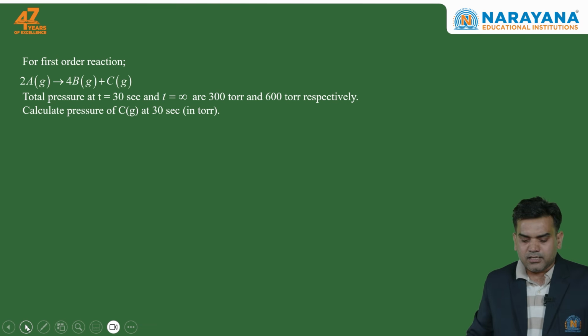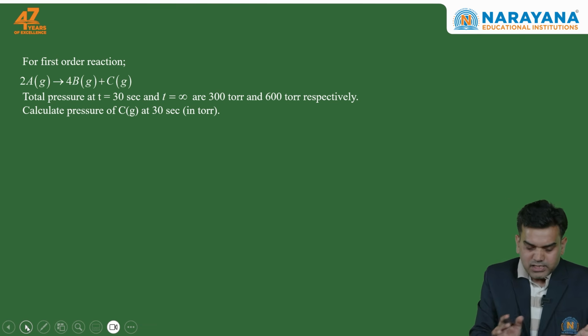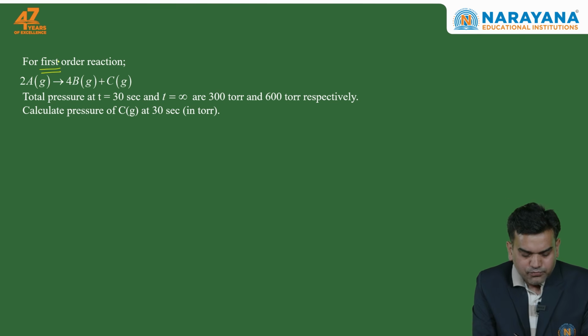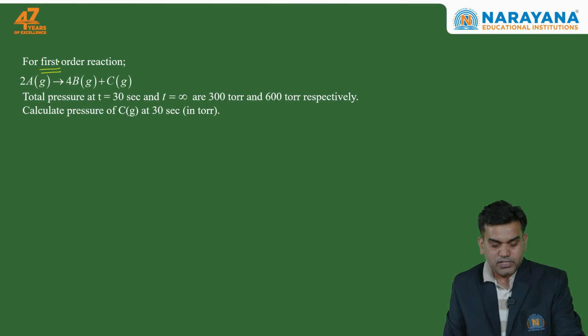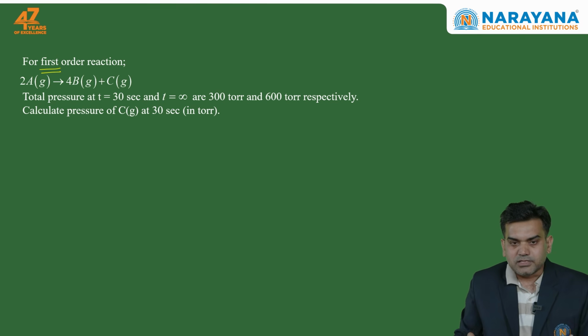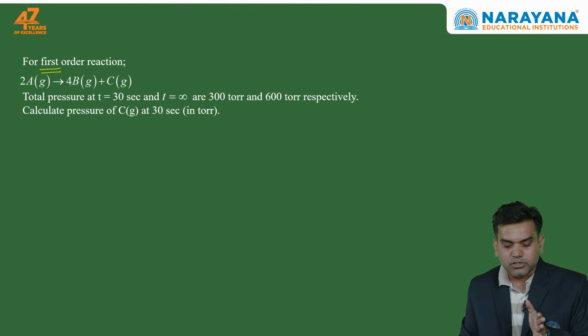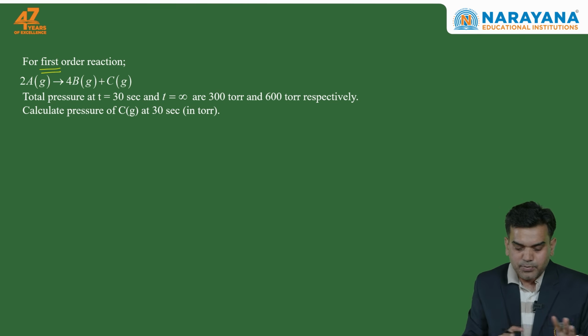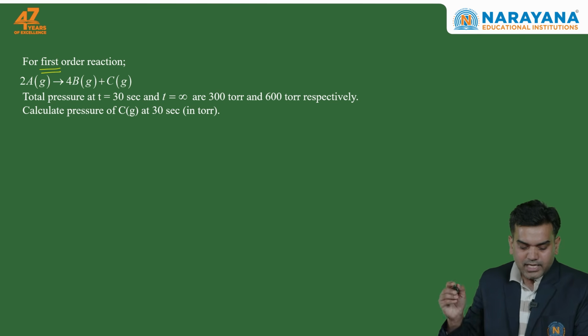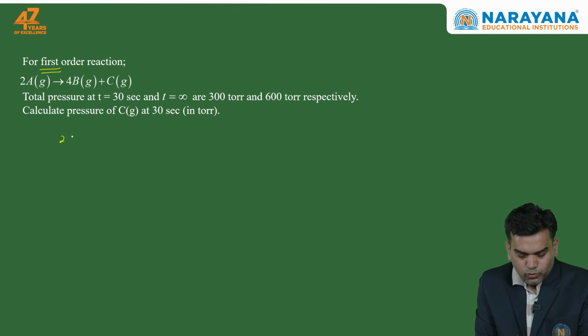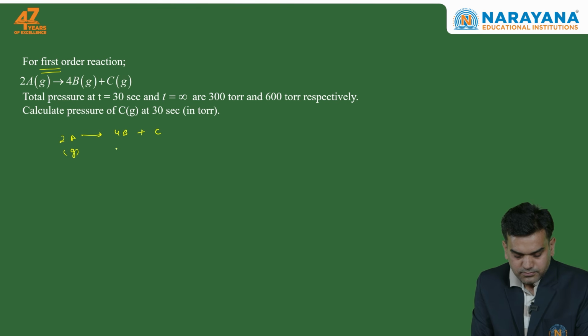Basically, this part is given: it is a first order kinetics reaction, but there is no connection to first order here. So we don't need to apply the equation Kt is equal to log natural A naught by A. This is a simple kind of reaction. What I can say is that 2A is reacting and giving 4B plus C, all in the gaseous phase.